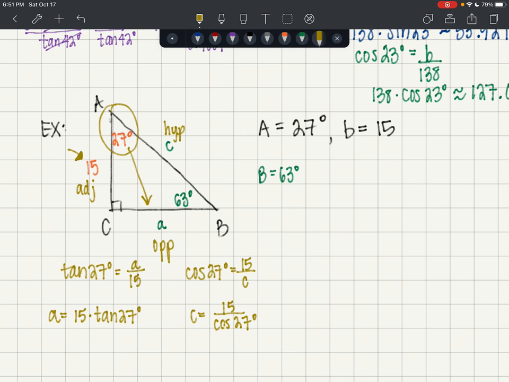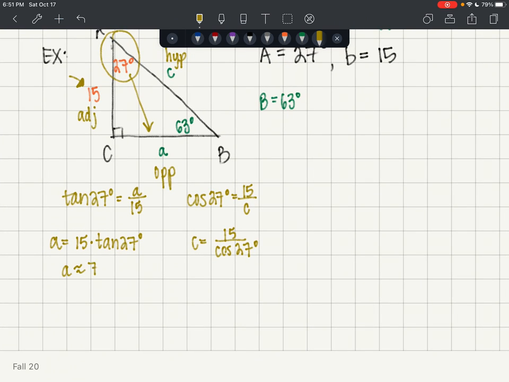And let's see if I have my answers handy here. I don't. So let me throw that into the calculator real quick. 15 times the tangent of 27, and I got about 7.643, and then we have 15 divided by the cosine of 27, and I got about 16.835. So side A is 7.643 and side C is about 16.835.